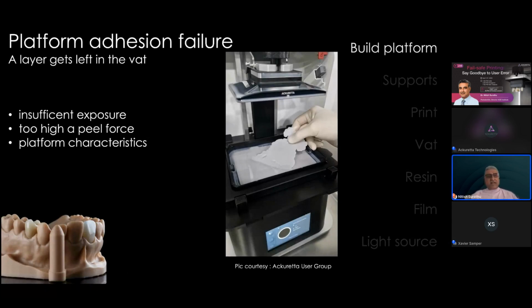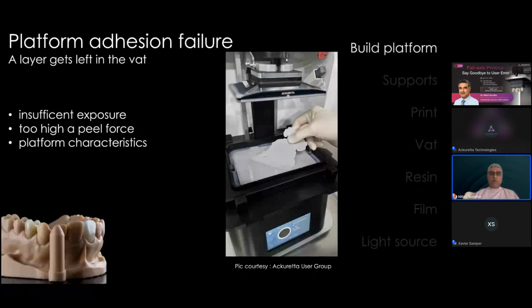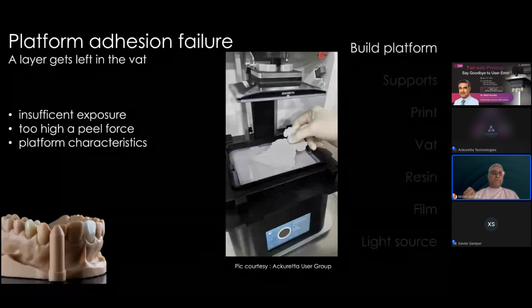In a classic build platform failure, the most common causes are that there wasn't enough light to cure the resin for whatever reason, and second, there was too high a peel force. Now, what do we mean by a peel force? Here's a new concept that I'm going to introduce. When you cure a layer of resin, the layer of resin tends to adhere to the film that is at the bottom of the vat. For that layer of resin to actually stick to the build platform and move away from the film of the vat is what we call a peel force.